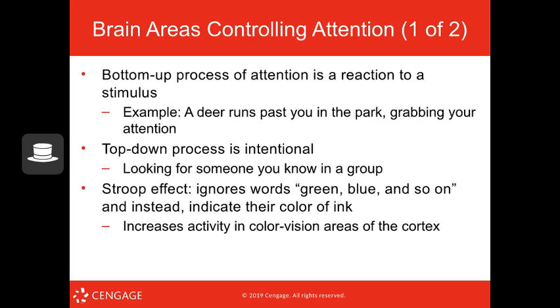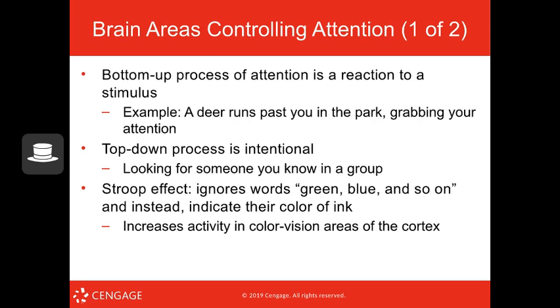We also have top-down processing, which is intentional. We have assumptions that we're making about the world, and that is going to color how we see the world. So if you're looking for somebody in a group of people, you're expecting to see them in that group.